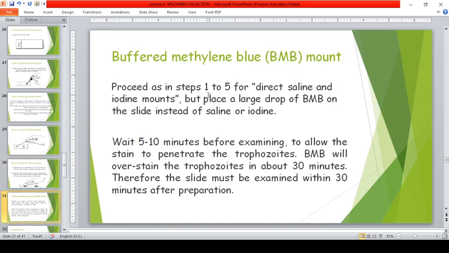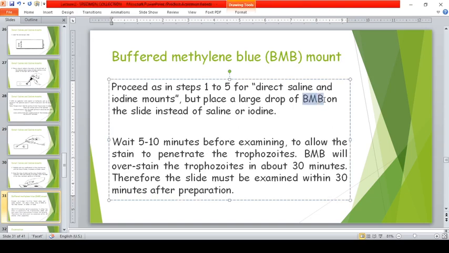So, in buffered methylene blue, you can proceed from step 1 to 5. But guys, instead of placing direct saline or iodine mounts, you use BMB, buffered methylene blue, on the slide. Wait for 5 to 10 minutes before examining to allow the stain to penetrate the trophozoites. BMB will overstain the trophozoites in about 30 minutes. Therefore, you should only examine it within 30 minutes after the preparation.